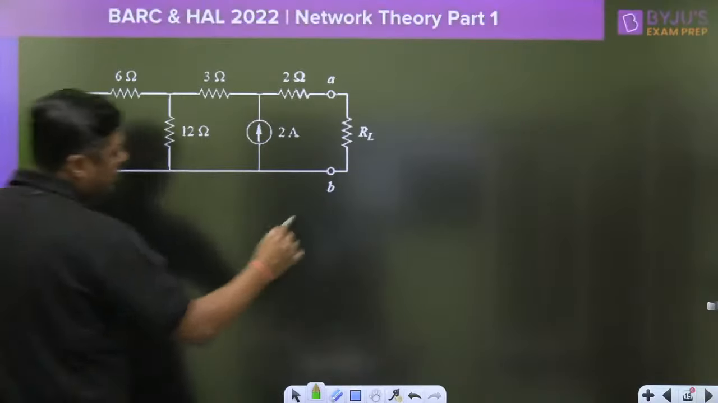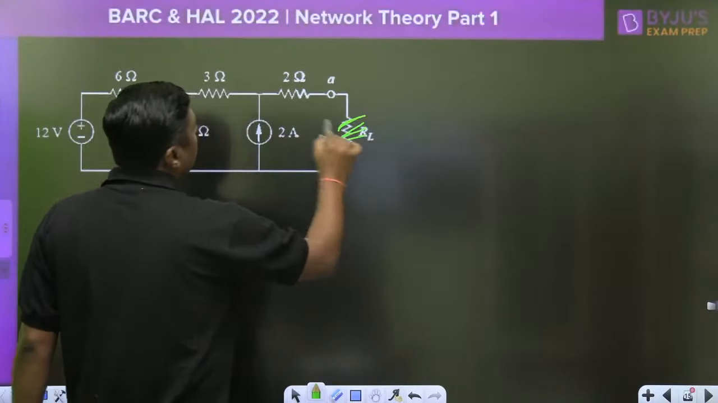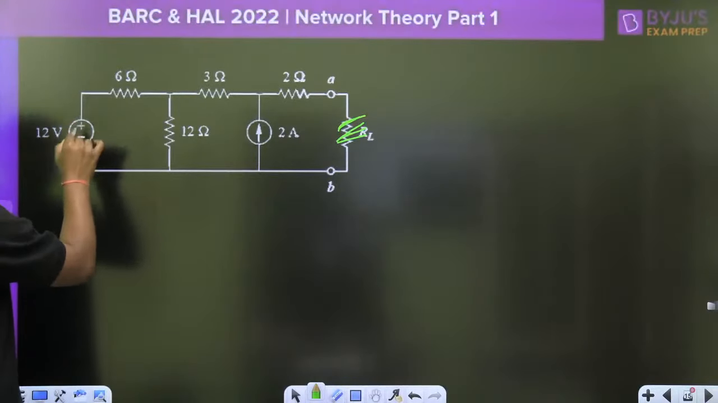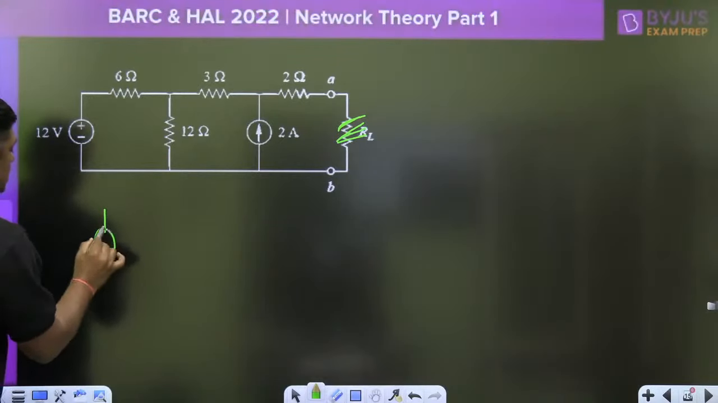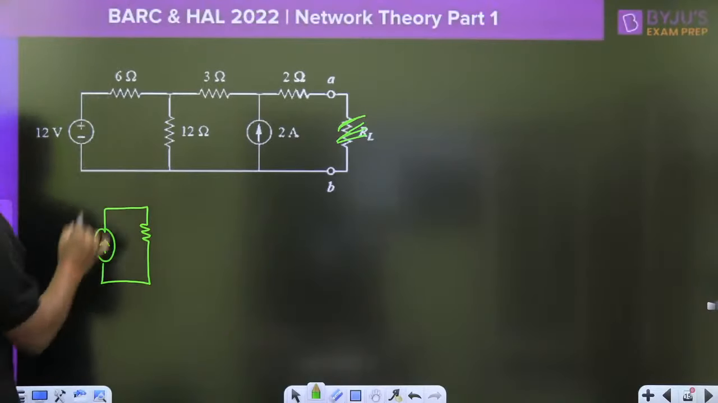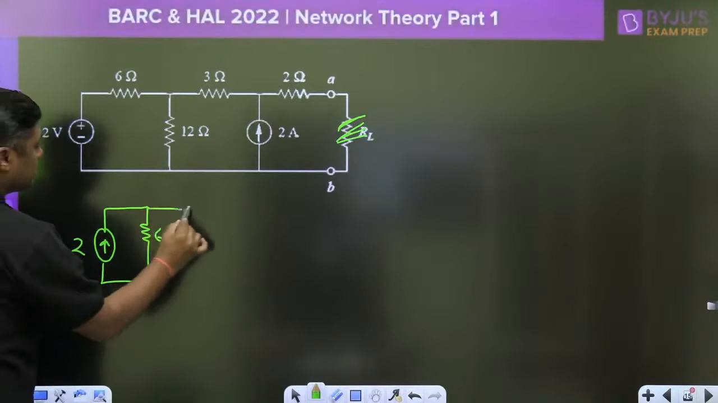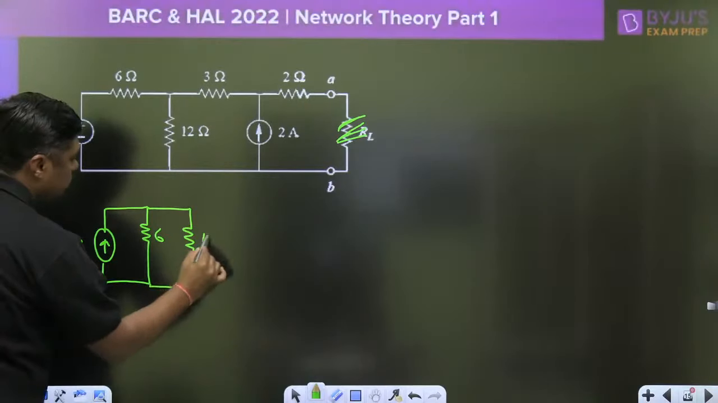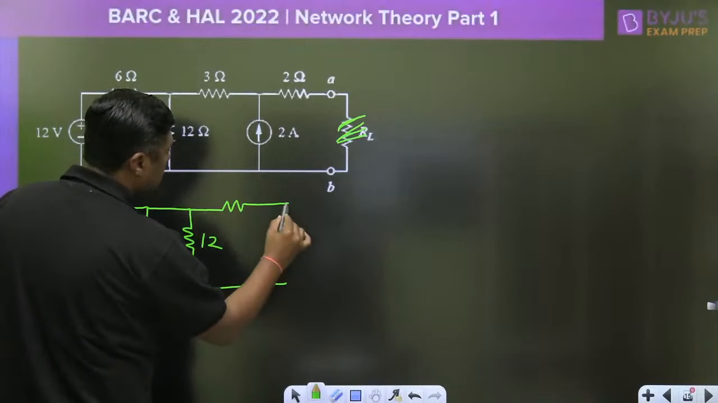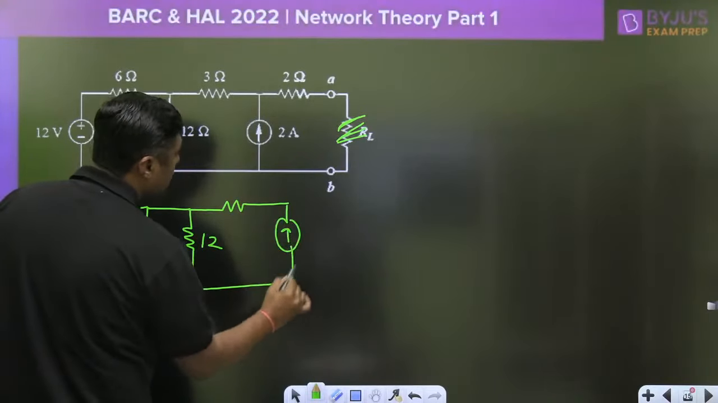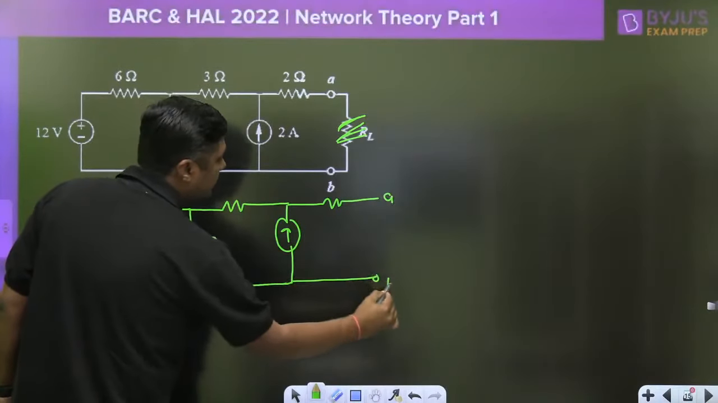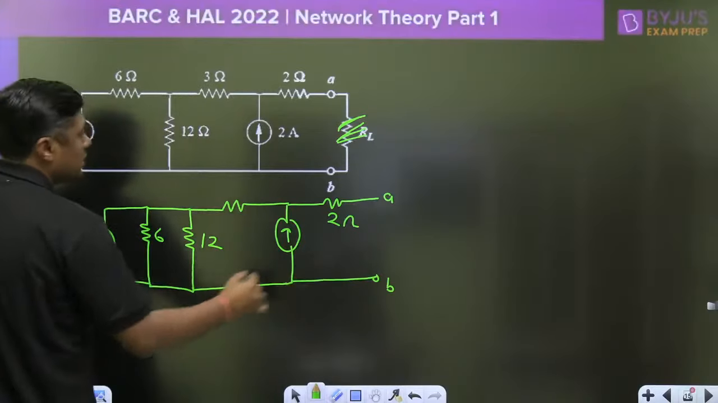So first of all, remove this RL. Across AB, we can use voltage source transformation. So 12 divided by 6, watch this one. First of all, I am using the source, 12 divided by 6, that is the 2 ampere, this is the 6, this is the 12. Okay, that is the 3 ohm. This is the current source. And now this is the 2 ohm. And this is the open circuit, A and B. Yes, remove this. This is the 2 ampere.